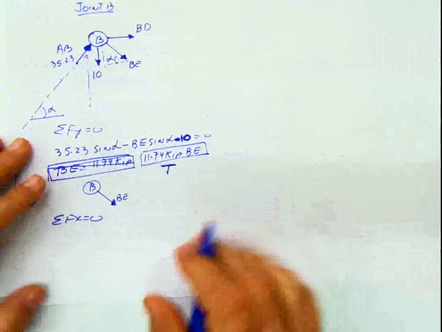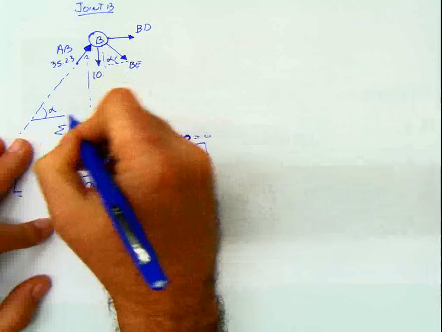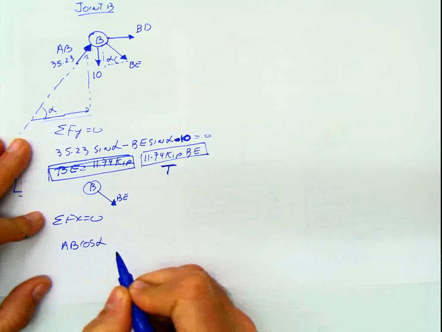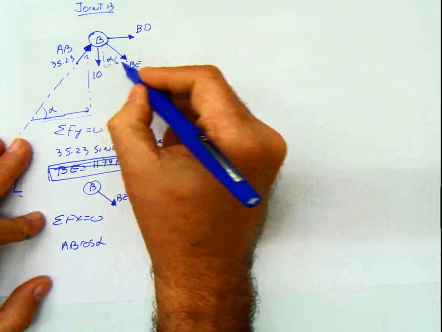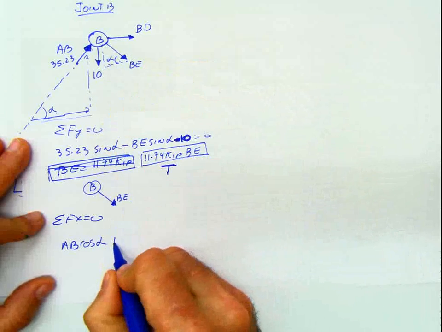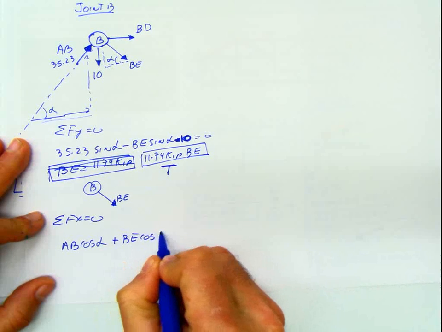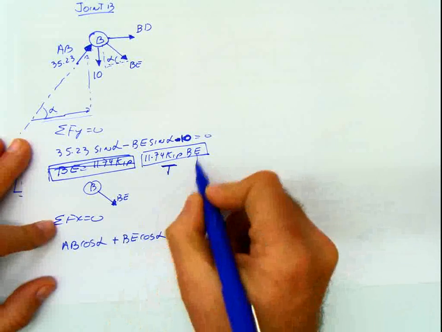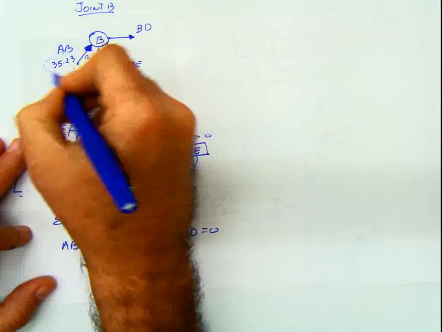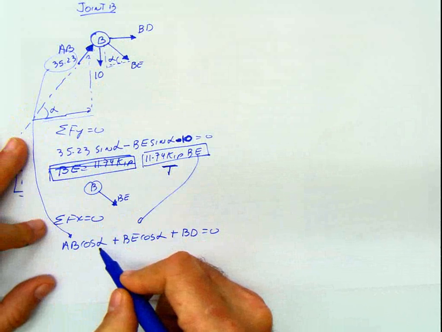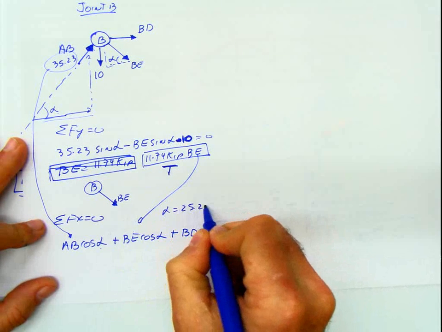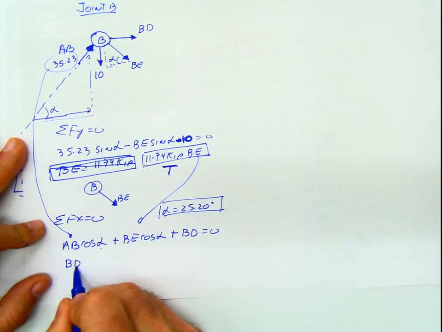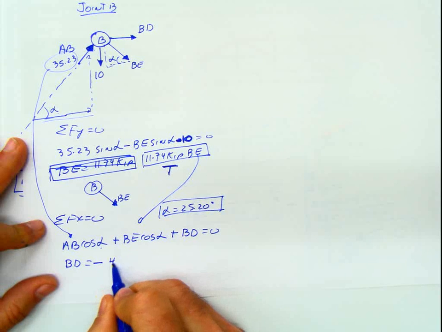And when we do summation of forces in X equals 0, we have AB. Now, this is the component that I'm looking for. So it's AB cosine alpha, plus BE cosine alpha also, pointing to the right, positive, plus BD equals 0. BE, I know, AB, I know, and alpha is also known. Alpha was 25.20 degrees, we calculated before. So you put the alpha, the AB, and the BE here and solve for BD. When you solve for BD, you're going to get that BD is negative 42.5 kip.